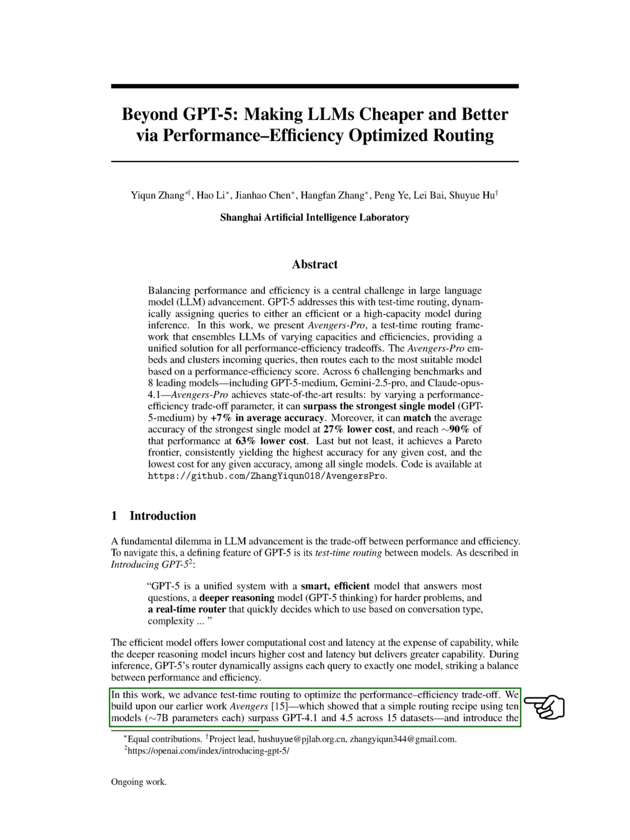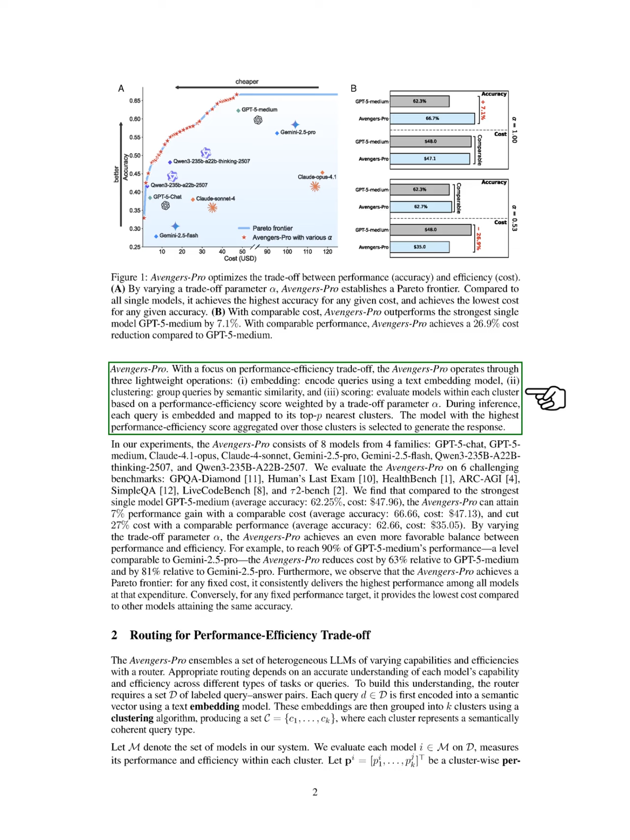We build on our previous research, known as Avengers, which demonstrated that a straightforward routing method using 10 models, each with around 7 billion parameters, outperformed GPT 4.1 and 4.5 across 15 datasets. We introduce Avengers-Pro, which focuses on the performance-efficiency balance through 3 simple steps. First, we encode queries using a text embedding model. Second, we group these queries by their semantic similarities. And third, we assess the models within each group based on a performance efficiency score influenced by a trade-off parameter.